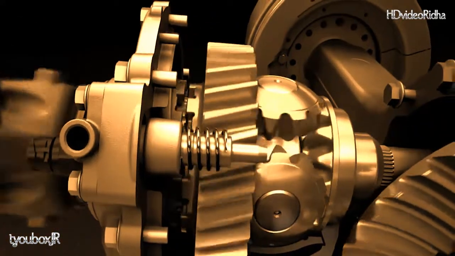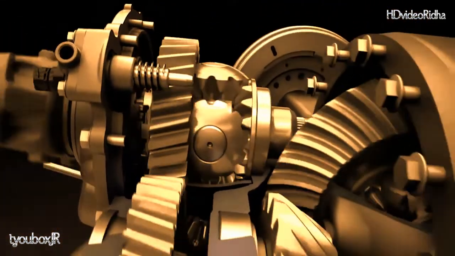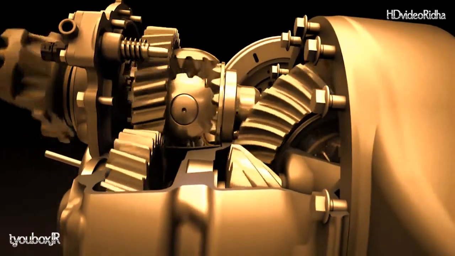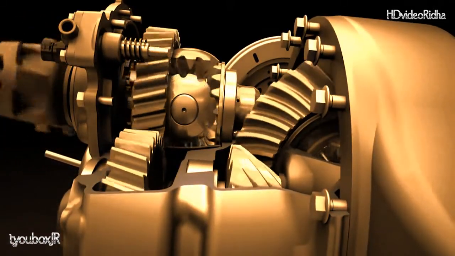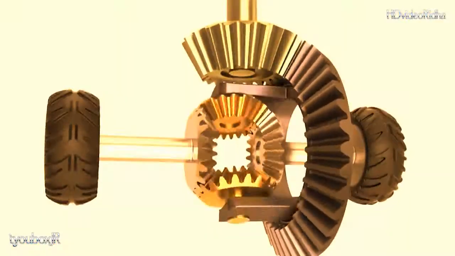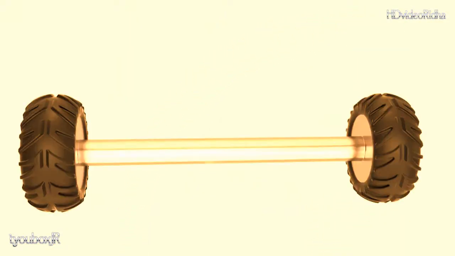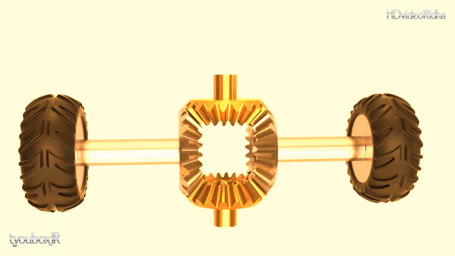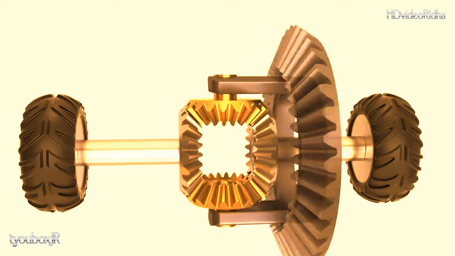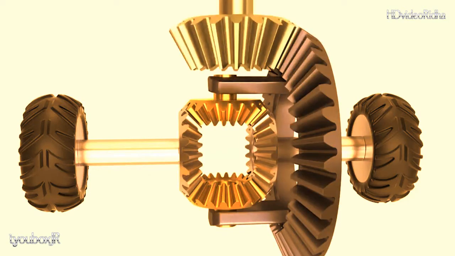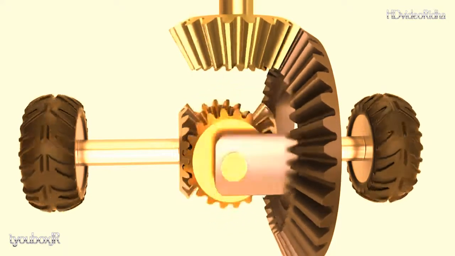For drivers that encounter snow and ice on a regular basis, this video segment might look familiar. When one driven wheel is on pavement and the other is on a patch of ice, the latter will spin freely while the vehicle stays at rest. Wheel slip is one drawback to the open differential mechanism. A limited slip differential, not shown, was later developed to solve this.